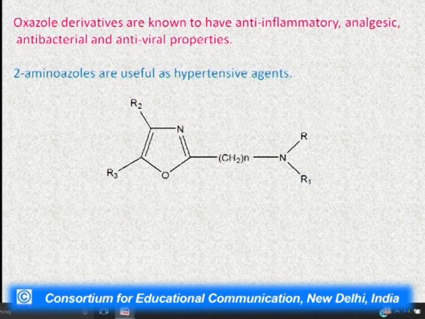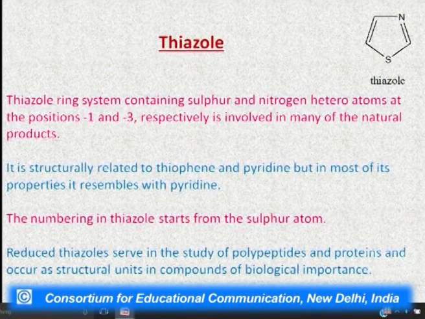Oxazole derivatives are also known to have anti-inflammatory, analgesic, antibacterial and antiviral properties. 2-amino azoles are useful as hypertensive agents. So, this was all about the oxazole. Now, the next member is a thiazole.